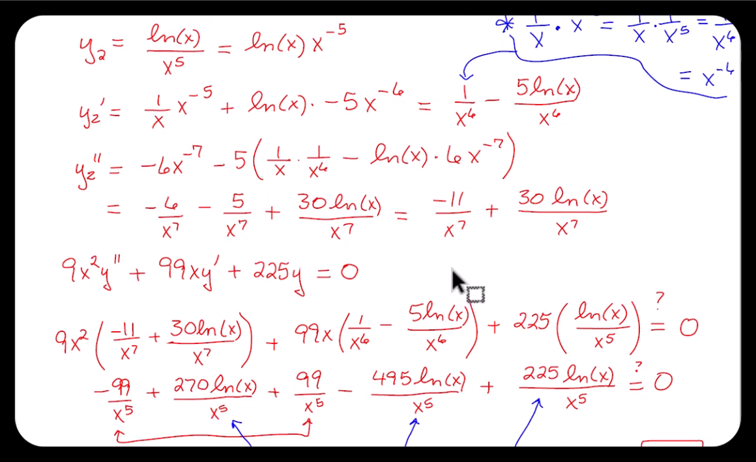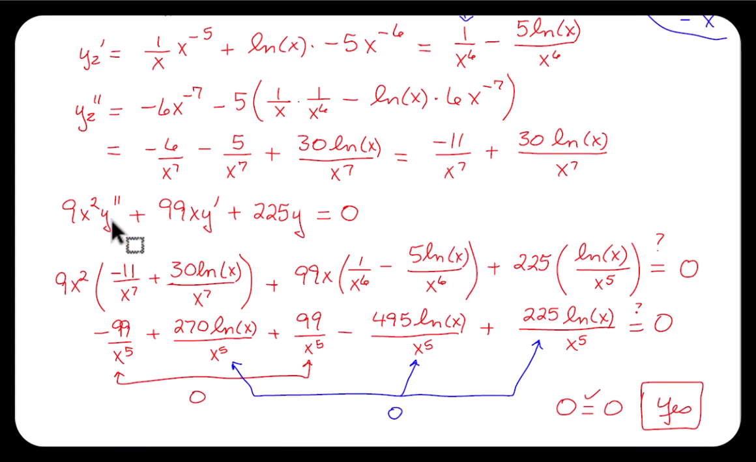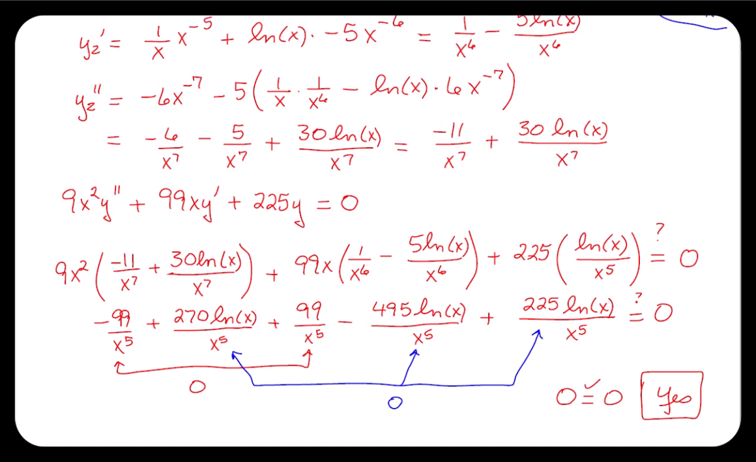So now it's a question of plugging all that stuff in for y double prime, for y prime, and for y. And so with a bit of grinding and cleaning, let's see, this minus 99 term will cancel this term. I've got a 270 and a 225, but that will cancel the 495. And so, yes, we do get 0 equals 0. So a bit messy.